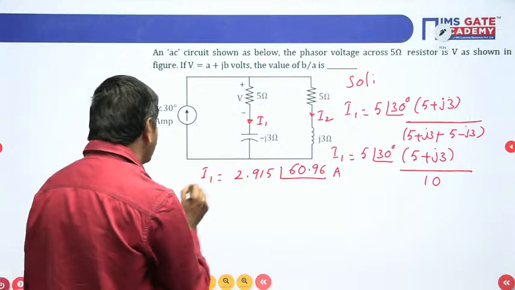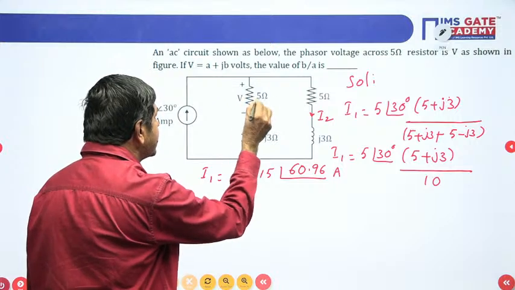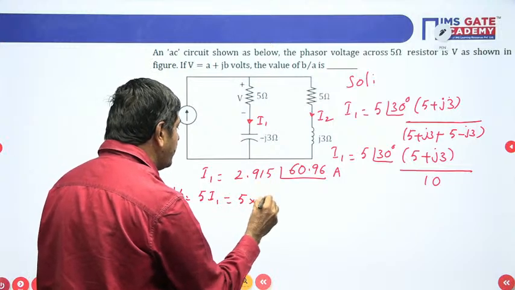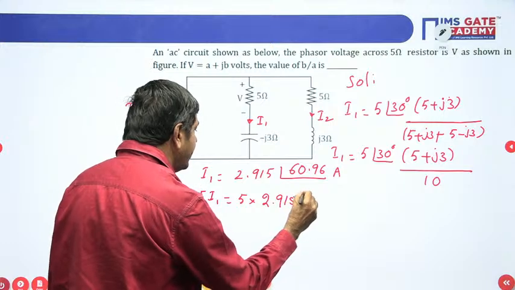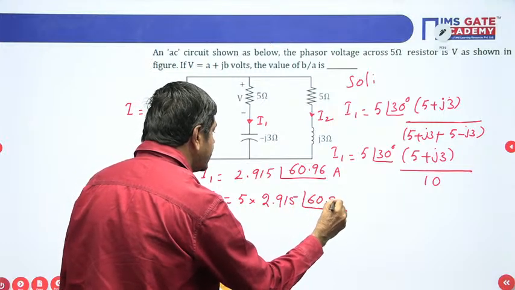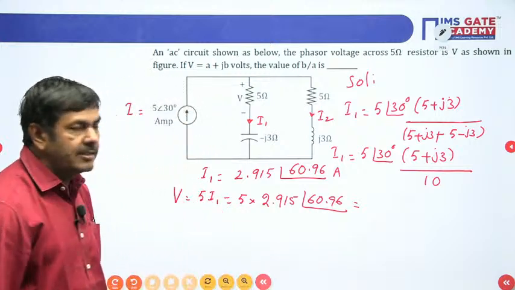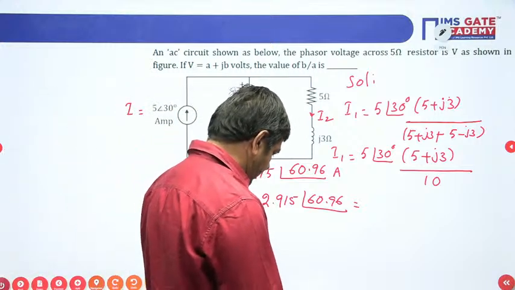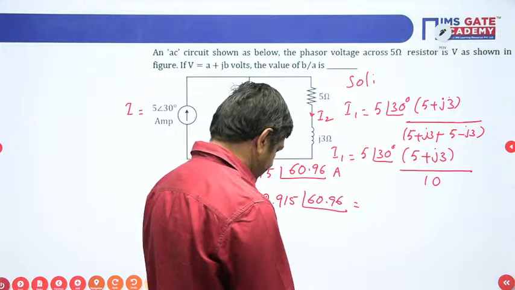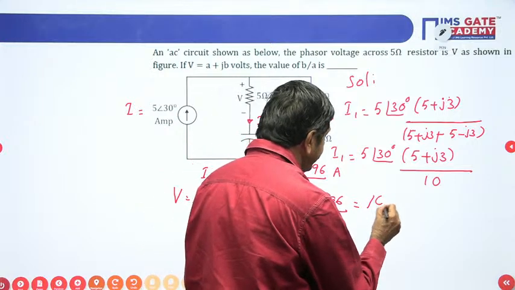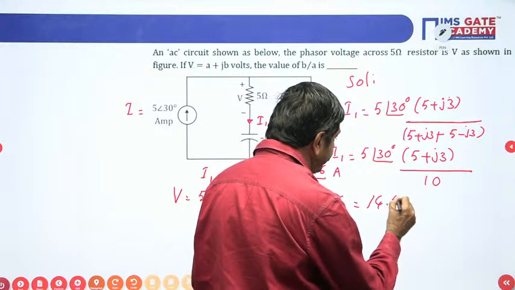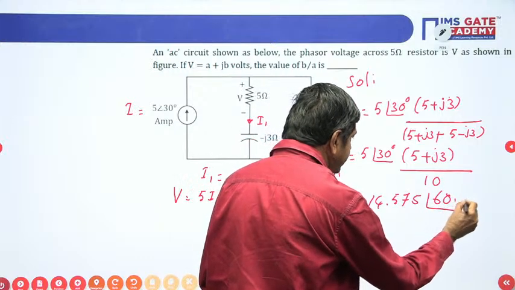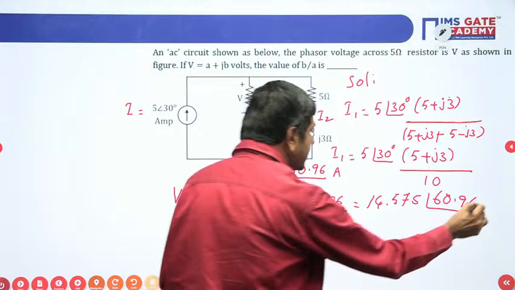The voltage equals current into resistance, 5 into I1, you know very well. The 5 into I1 is nothing but 2.915 at an angle of 60.96 degrees. Use the calculator and finally you will get the answer like this. 5 into this value will be 14.575 at an angle of 60.96. That much voltage is possible.